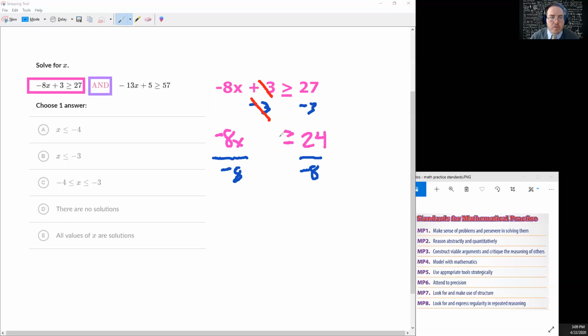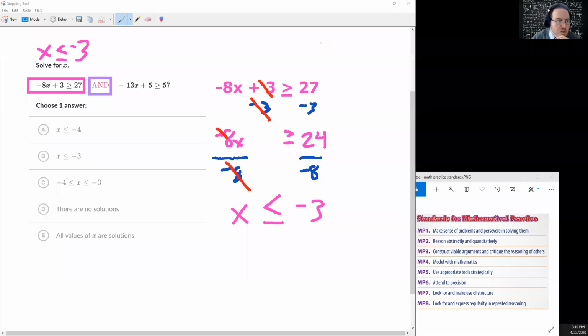So what I end up with, negative 8 divided by negative 8 is a whole number. It's going to be 1. So I have 1x over here. I have to flip the symbol to point the opposite direction. 24 divided by negative 8 is negative 3. And of course, I'm lazy, so I'm not going to bother with that 1 right there. Okay, so apparently for this one, x is less than or equal to negative 3. So that's part of the and clause. You might notice that's right here. X is less than or equal to negative 3. So I see that. Okay, check.